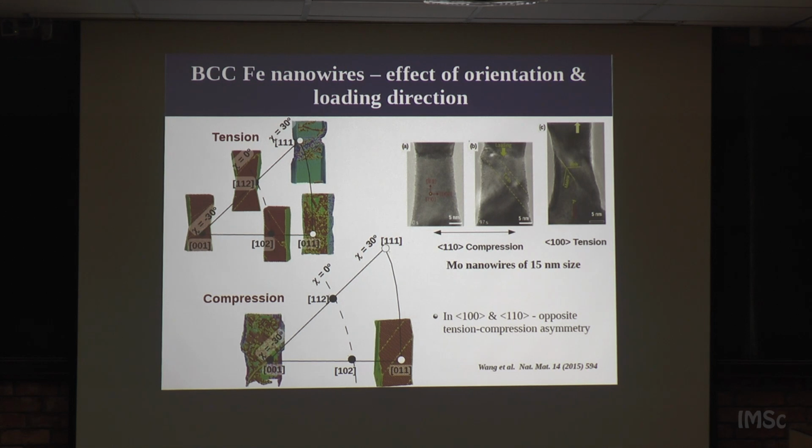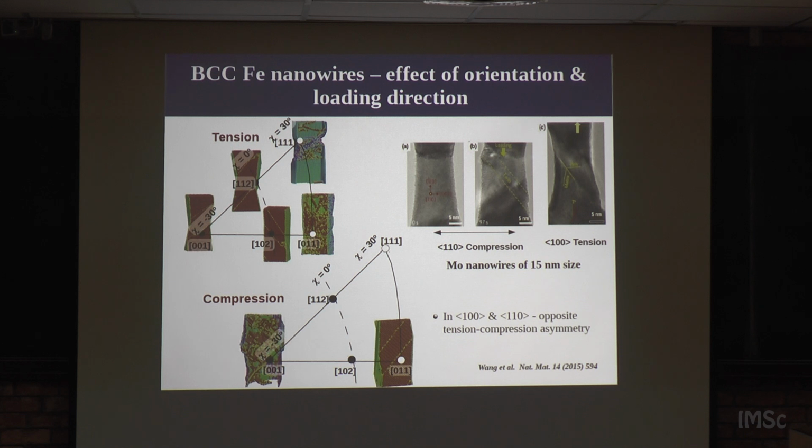Now, how does this tension-compression asymmetry vary with respect to the orientation? I mean, what orientation shows twinning in tension, and what orientation shows twinning in compression. So, here you can see this is the tension, we have already said all these three orientations show twinning, and here it shows slip. But in compression, these three orientations basically show slip, and in compression these two orientations show twinning mechanism.